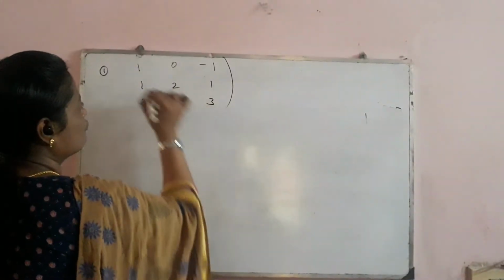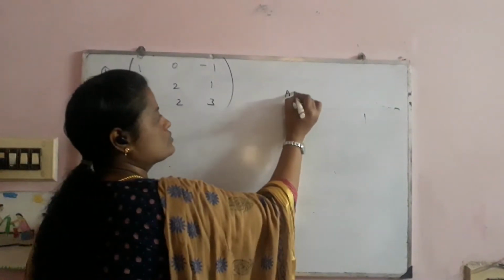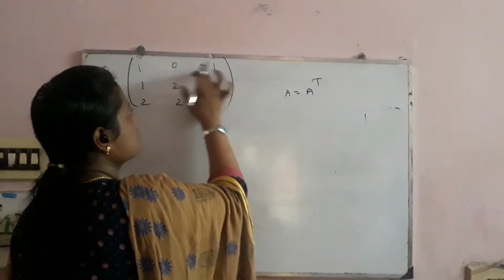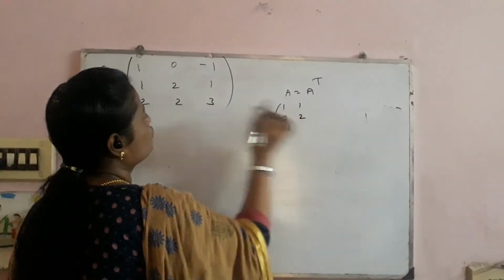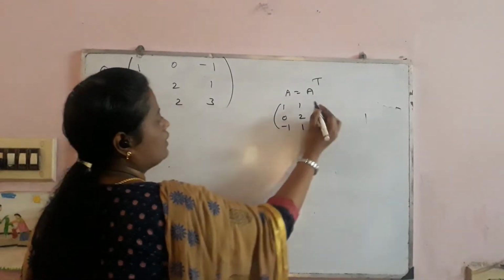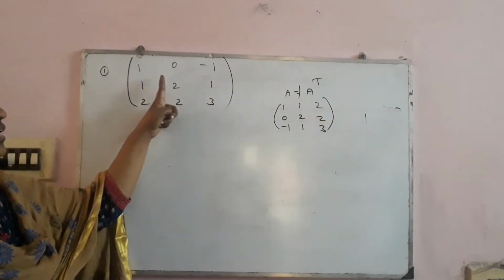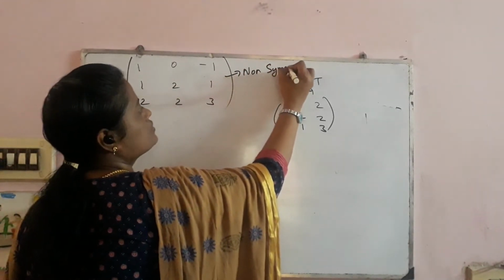To find eigenvalue and eigenvector, first you have to check whether it is a symmetric matrix. How to check? If A equals A transpose, then it is called a symmetric matrix. Just interchange rows into columns, and columns into rows. If you interchange, the first row 1, 0, minus 1 becomes a column, and so on. Obviously A is not equal to A transpose, therefore the given matrix is a non-symmetric matrix.